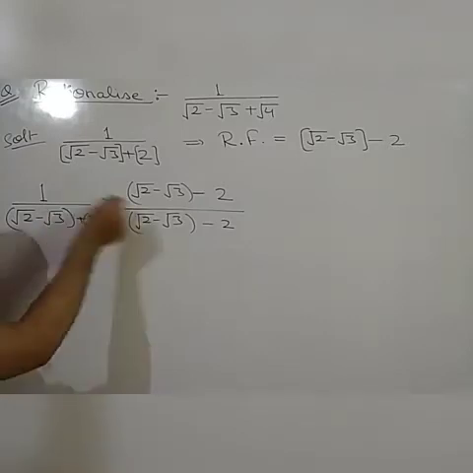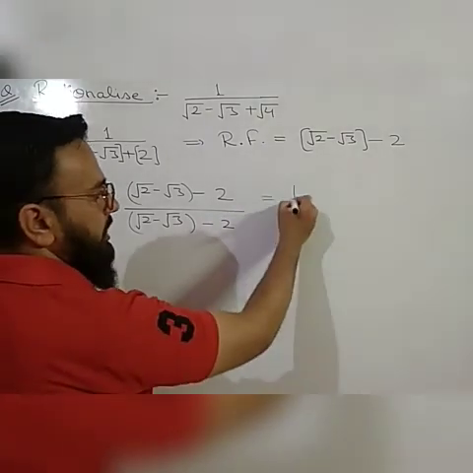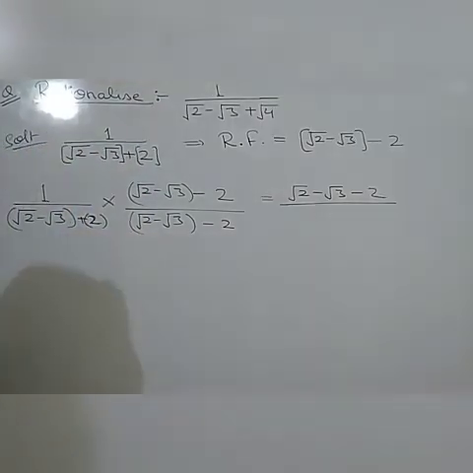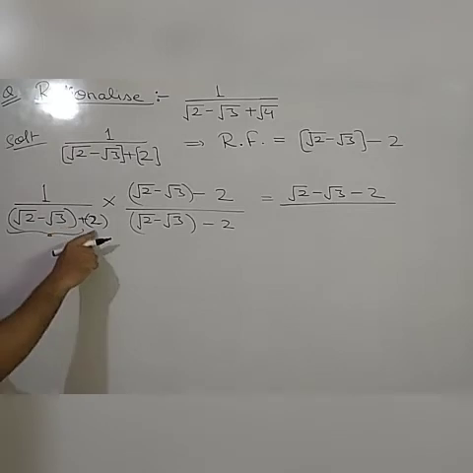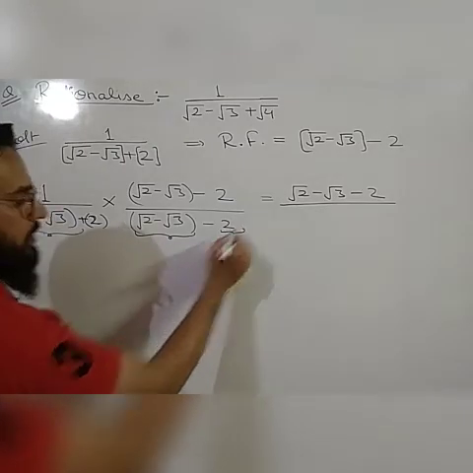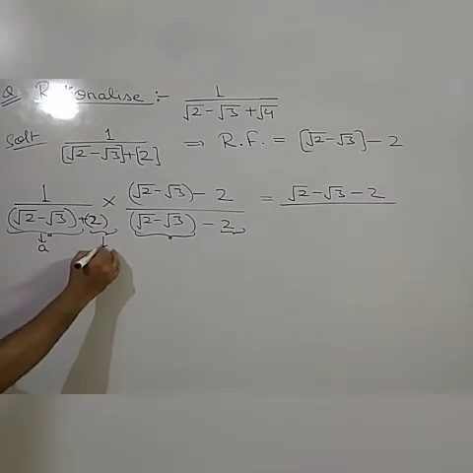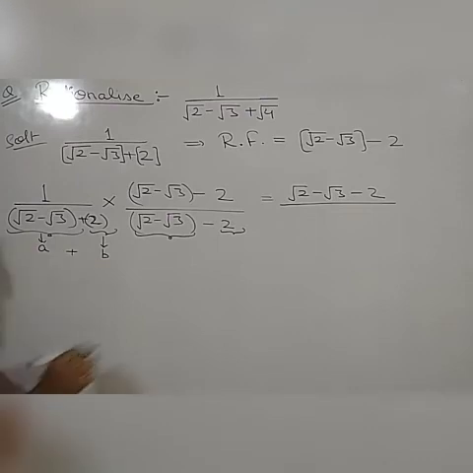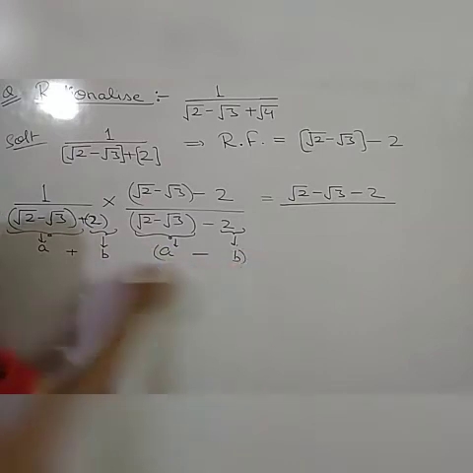Now when 1 is multiplied with the whole term in the numerator, it will remain the same, so its value will be root 2 minus root 3 minus 2. But in the denominator we have the whole term root 2 minus root 3 plus 2, and in the other term also it is root 2 minus root 3 minus 2. So we can consider root 2 minus root 3 as A, and this 2 as B. So it is A plus B, and it is A minus B.